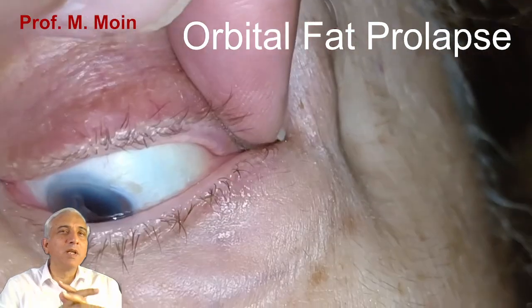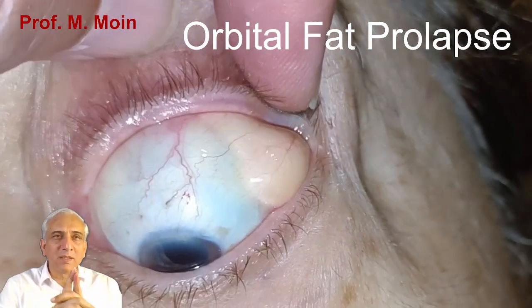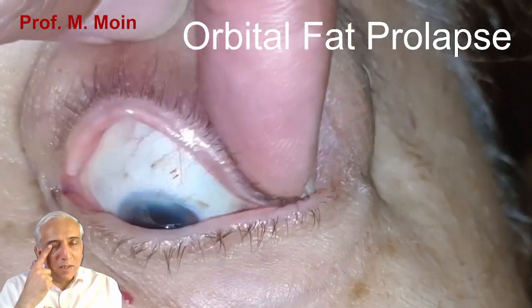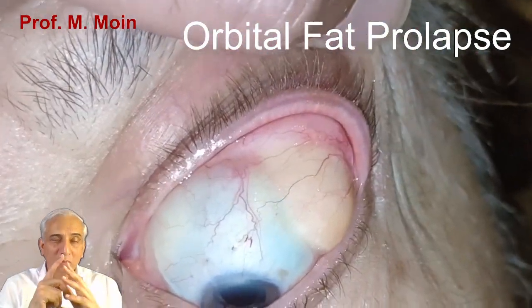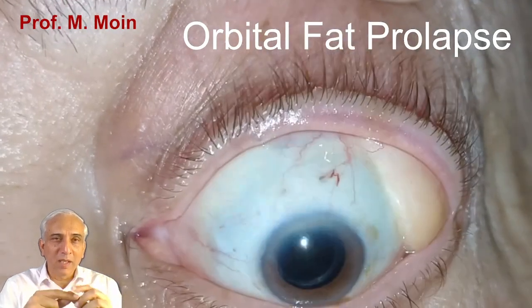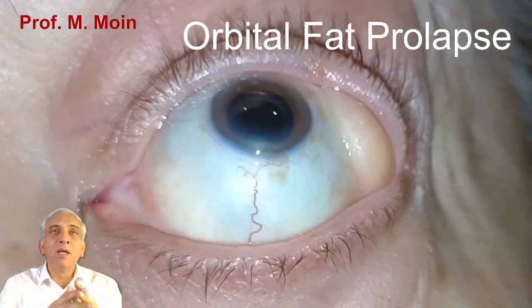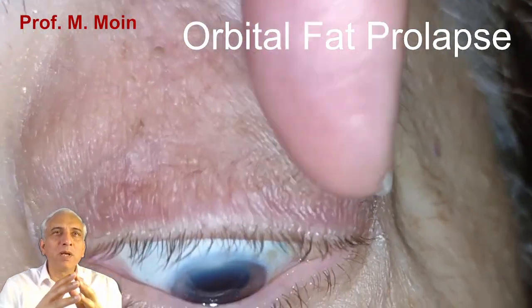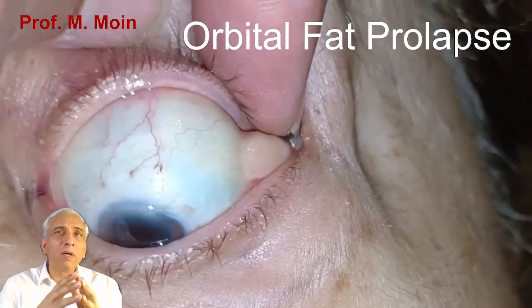The major differential diagnosis is a dermolipoma. A dermolipoma is something which is not going to be compressed by the finger, and you cannot move it back. With a dermolipoma, you will have hair coming out from the fat there. That is a congenital problem. This problem is present at an older age group. This is an orbital fat prolapse.